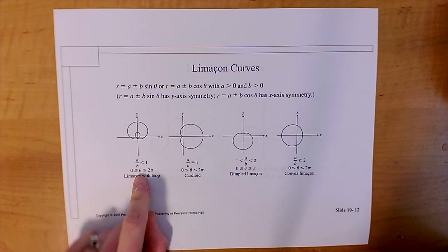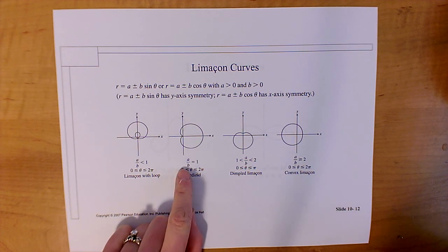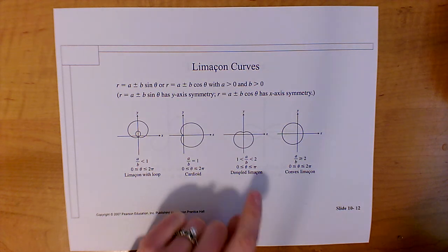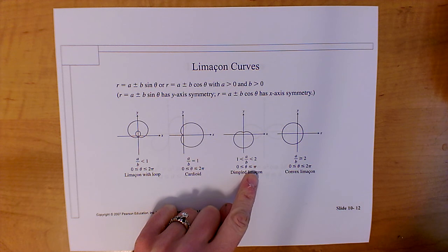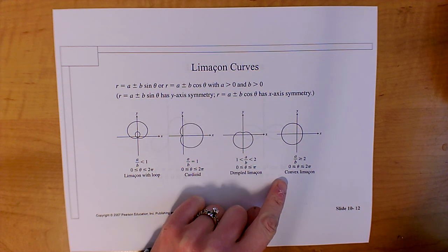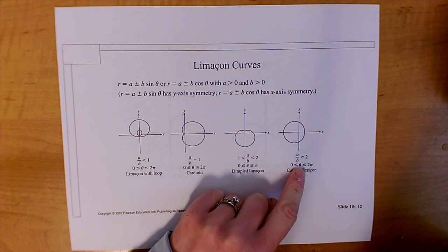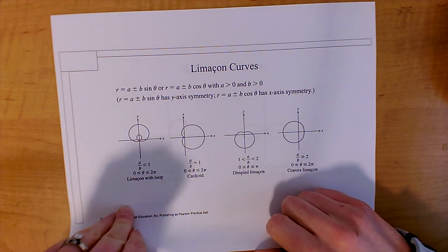When your ratio of a to b is less than 1, you'll have a limaçon with a loop. When the ratio equals 1, it'll be a cardioid, a heart, and you won't have anything on the inside of it. When your ratio is between 1 and 2, it'll be dimpled, and notice there that your interval only goes from 0 to pi. And then if it's convex, that means that one of these sides is a little bit flatter than the other. Your ratio of a over b is going to be greater than or equal to 2.